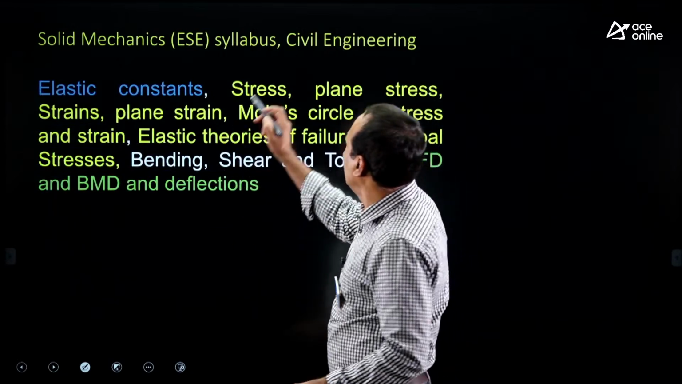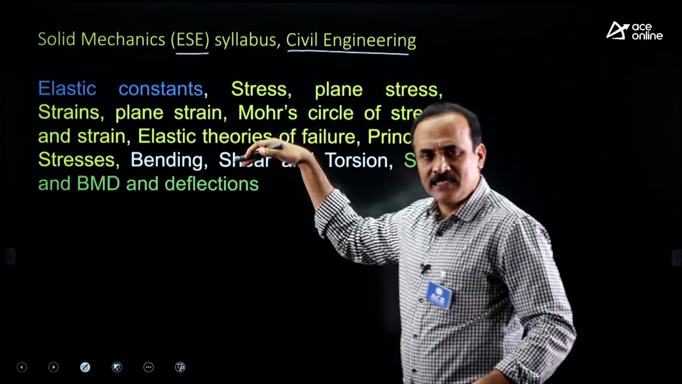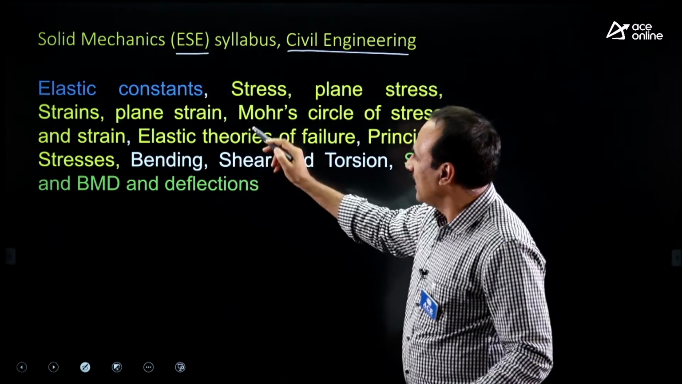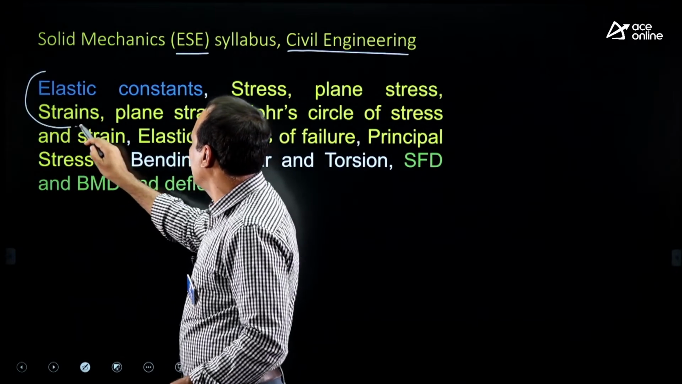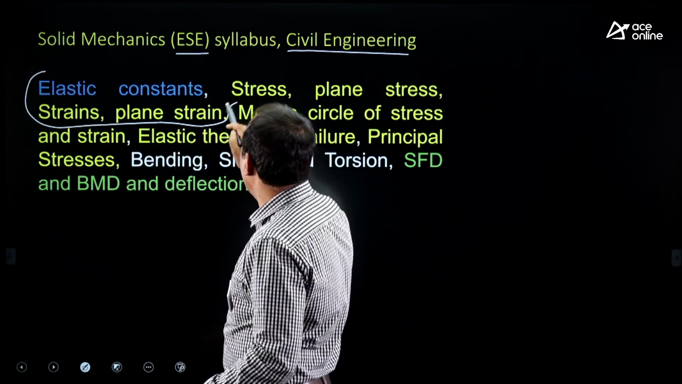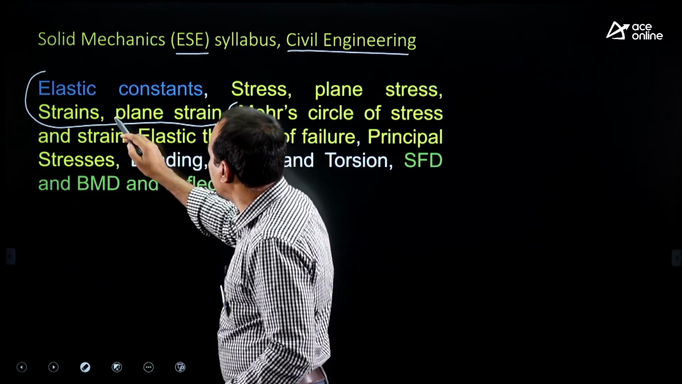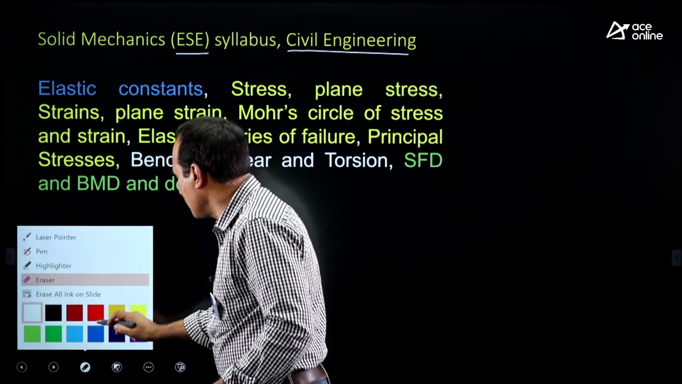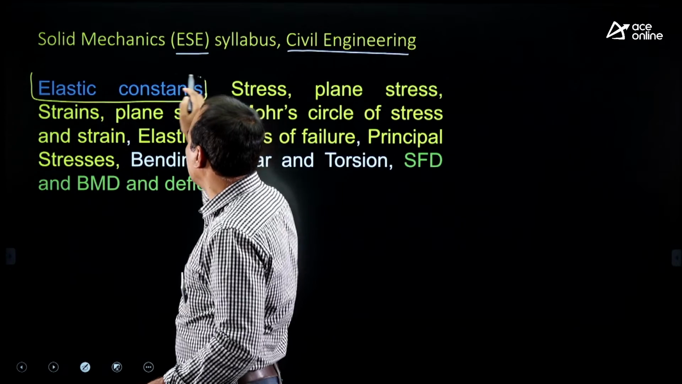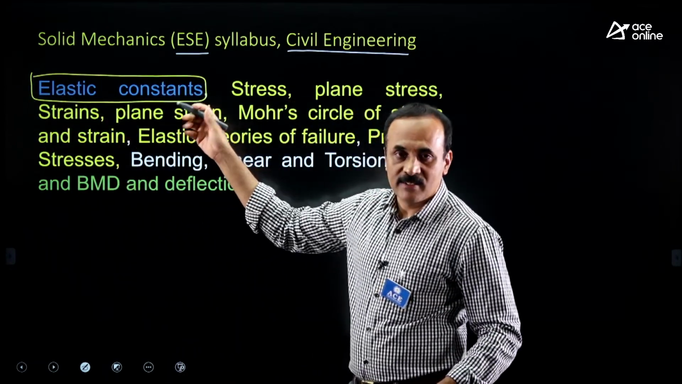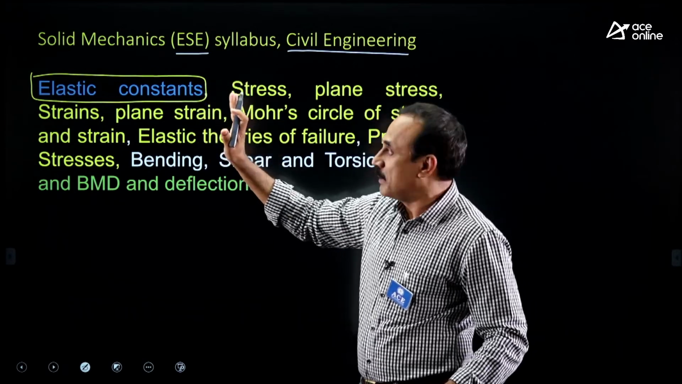Next, coming to civil engineering ESE. Again, the syllabus is the same as GATE, nothing special. Elastic constants, stress, plane strain also there, and Mohr circle. Actually, elastic constants is nothing but our simple stresses chapter, the first chapter. Elastic constants, their relations. So, along with the thermal stresses, you need to practice.